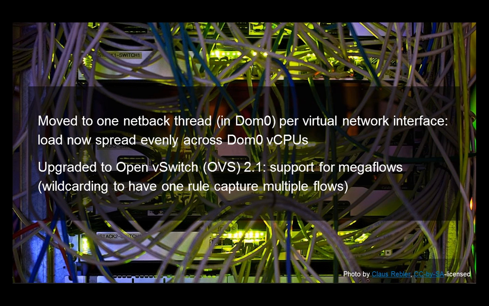So what else have we done? Well, just to make things even better for Dom0, we switched to just one netback thread running per virtual NIC interface. So the load is now spread more evenly across the Dom0 CPUs. On top of that, we also upgraded to the latest Open vSwitch, which, as Enzo pointed out, gives you much, much better handling, that 1,600% improvement in handling short-term flows, which is quite typical for many of your web applications these days.